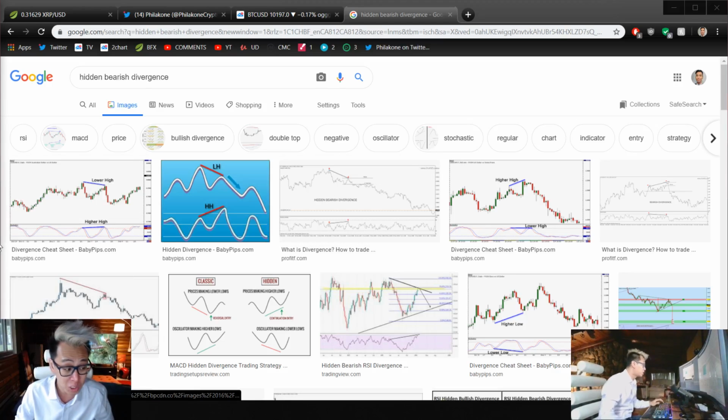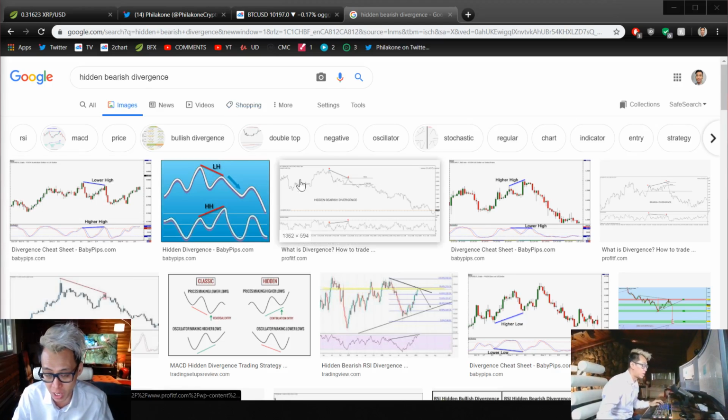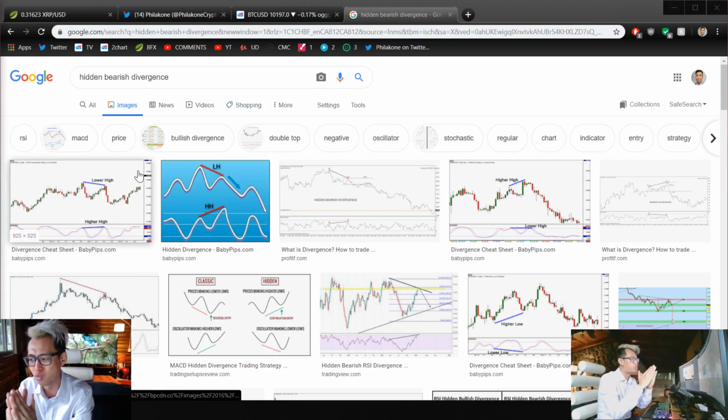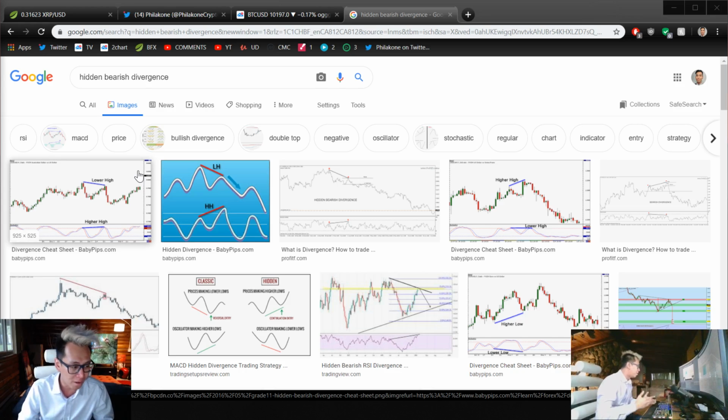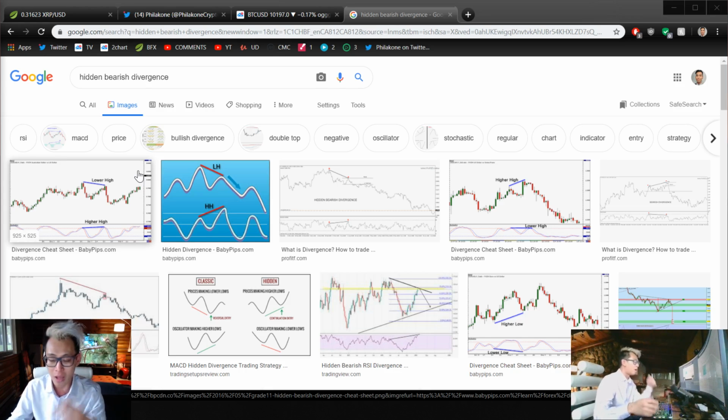All right, so this is called hidden bearish divergence, okay? And I'm just going to pick a random one. Bearish and bullish divergence are really different from hidden bearish or bullish divergence. When we talk about hidden divergence, that is to see if we have a continuation trend, right?